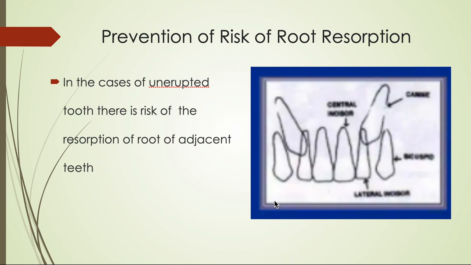Prevention of risk of root resorption. In cases of an unerupted tooth, there is a risk of resorption of the root of adjacent teeth. So by correcting the impacted tooth or by pulling the impacted tooth, the periodontal condition of the tooth can also be improved.